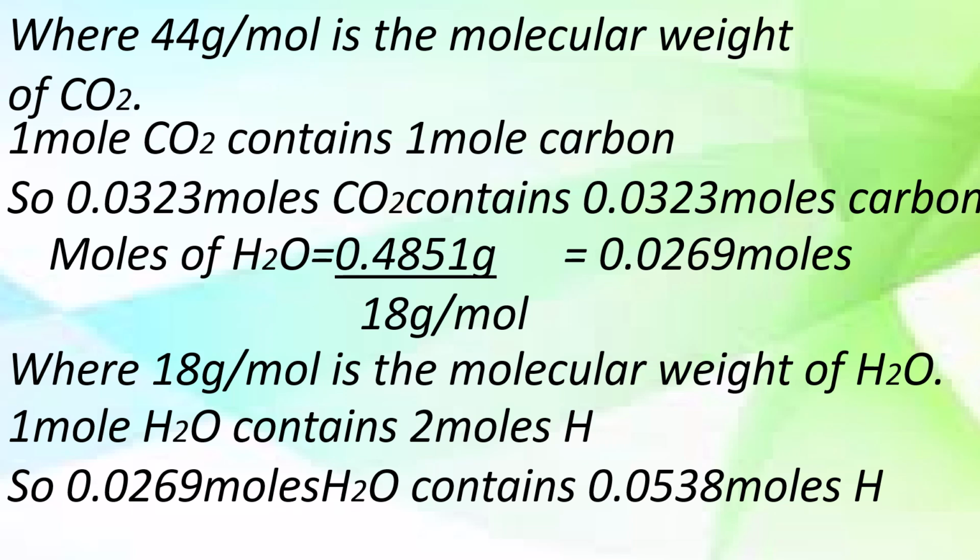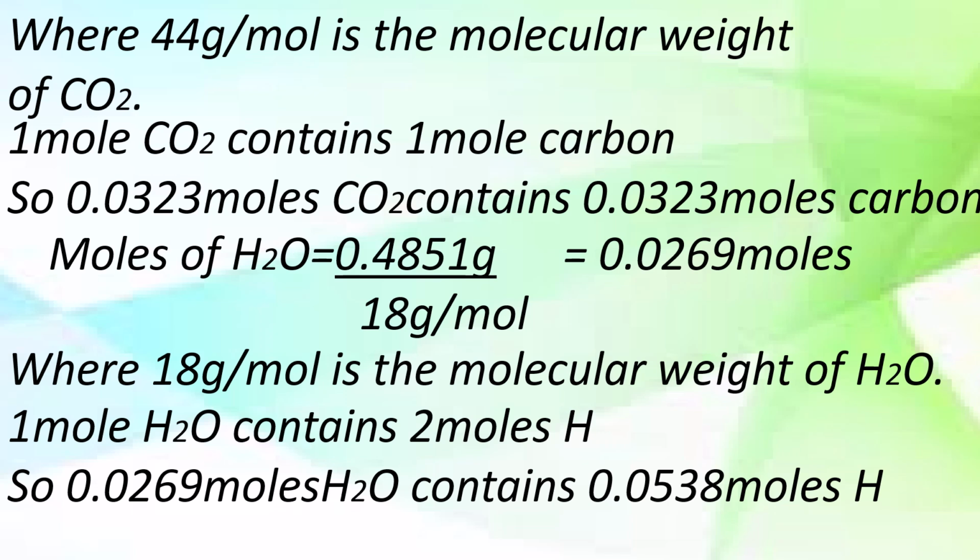Now we will calculate moles of hydrogen. 1 mole water contains 2 moles hydrogen. So 0.0269 moles water contains, we will multiply 0.0269 with 2 and divide by 1. We get 0.0538 moles hydrogen. Now we have calculated moles of carbon and moles of hydrogen.